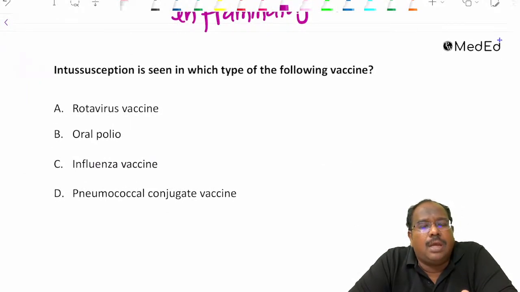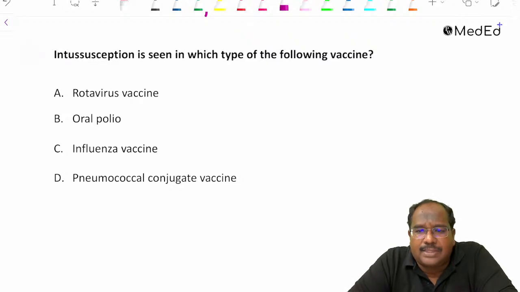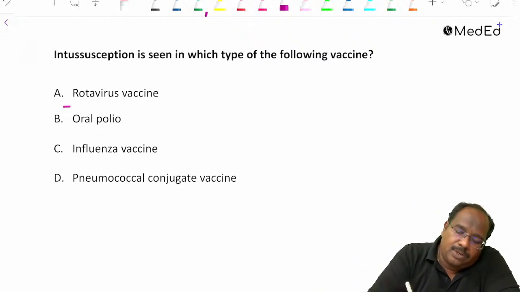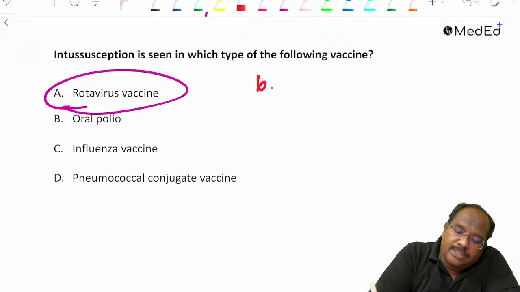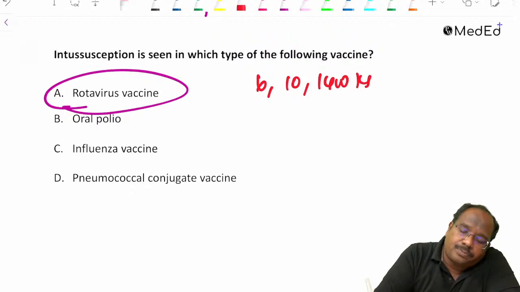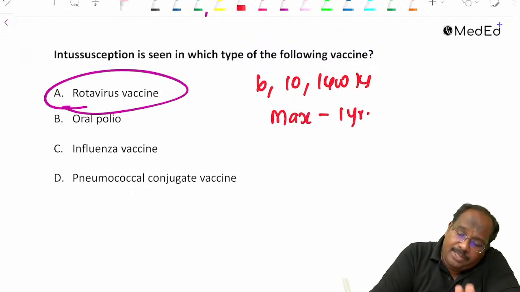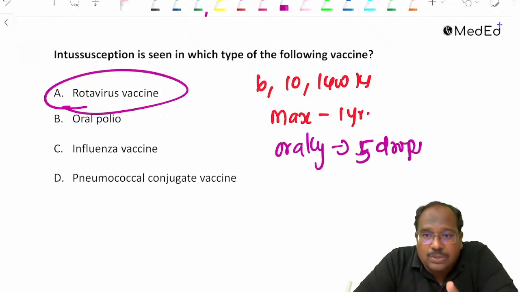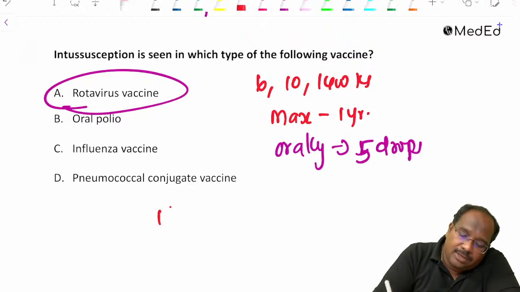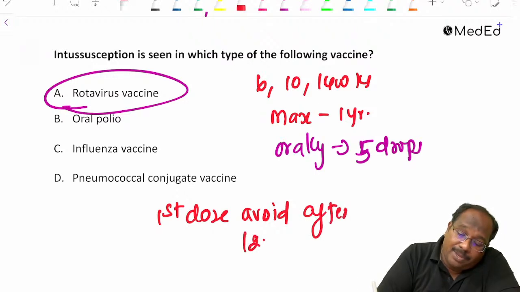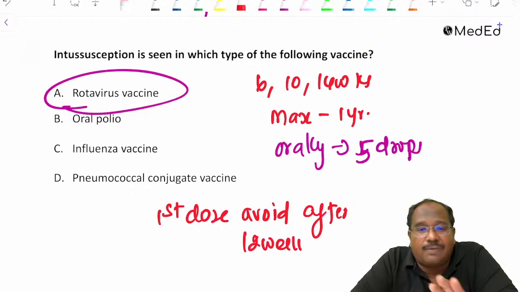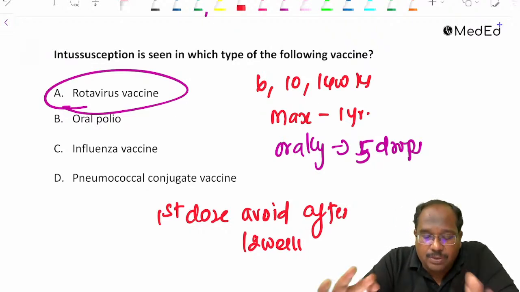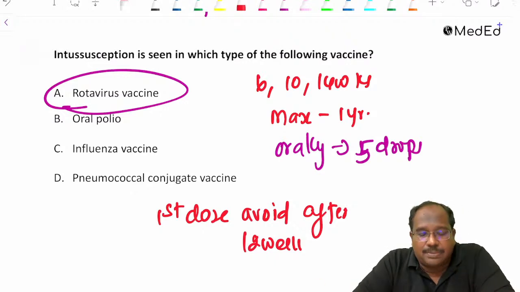This is the last question. Intussusception is seen in which of the following vaccines? The answer for this question is rotavirus. Normally, rotavirus is given at 6, 10, 14 weeks. Maximum 1 year we can give. It is given orally, 5 drops. But the first dose, avoid after 12 weeks. That is what the question is. It can be given till 1 year, but don't give the first dose after 12 weeks, because if you give the first dose after 12 weeks, it can cause intussusception.